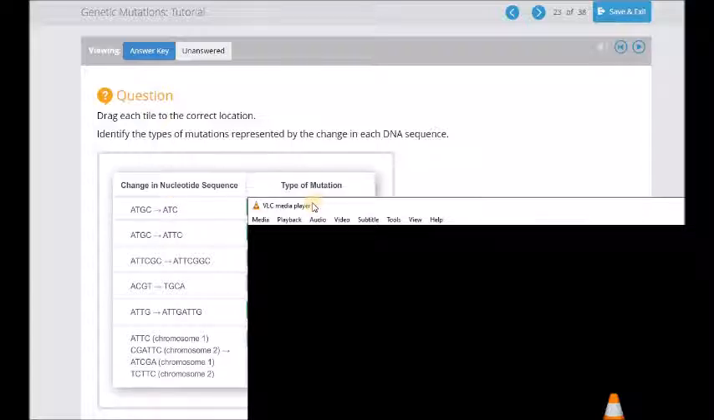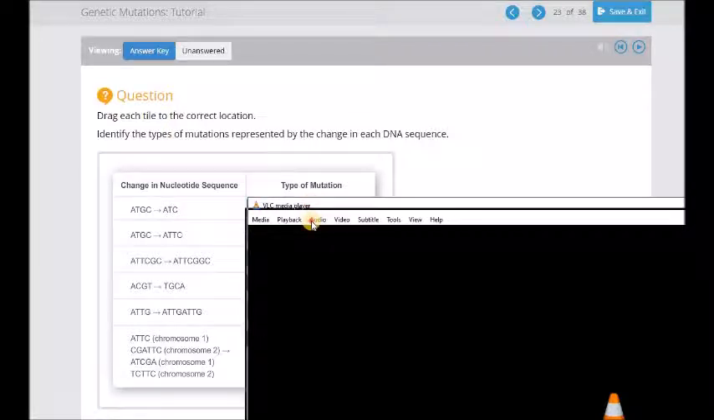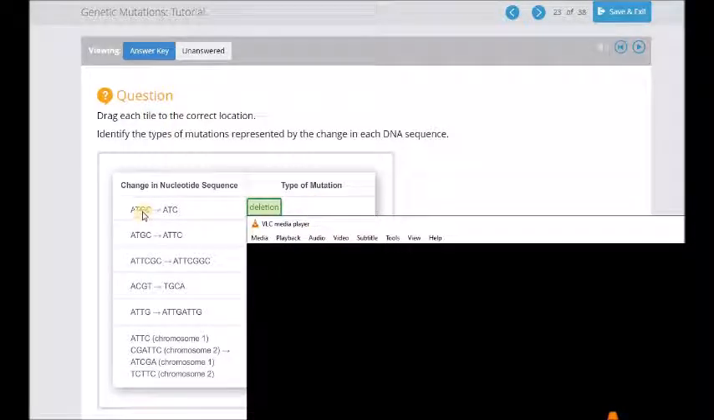All right, you know what? I'm going to go ahead and give you the first answer. What do you think it is? Yeah, it's a deletion because the G is gone. So the answer here is deletion.